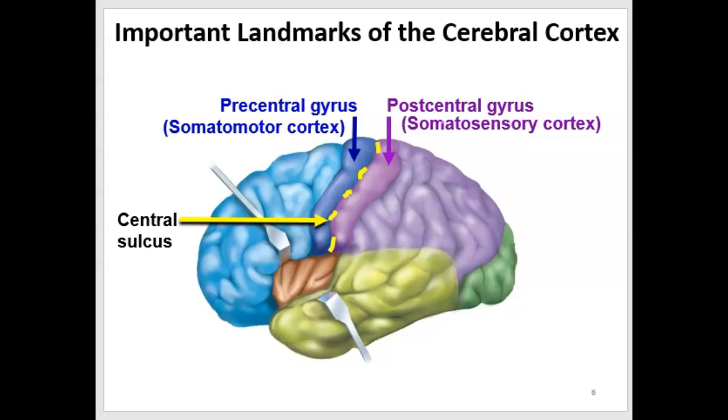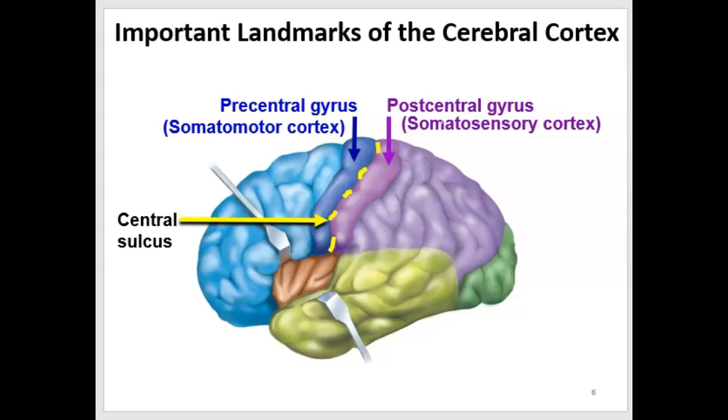Somatic motor information refers to voluntary control of our skeletal muscles. Somatic sensory information refers to our general senses such as touch, temperature, and pain. So we can see here in this picture that somatic motor signals, labeled as somatomotor cortex, are sent to skeletal muscles from the precentral gyrus. For this reason, we often call that precentral gyrus the somatomotor cortex.